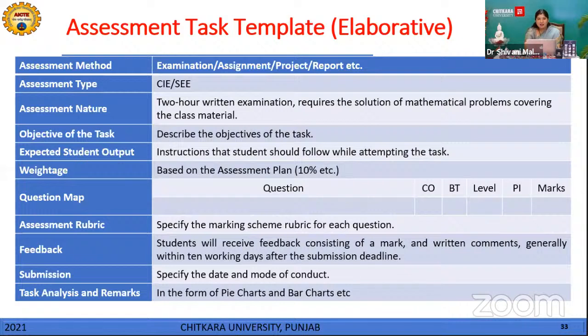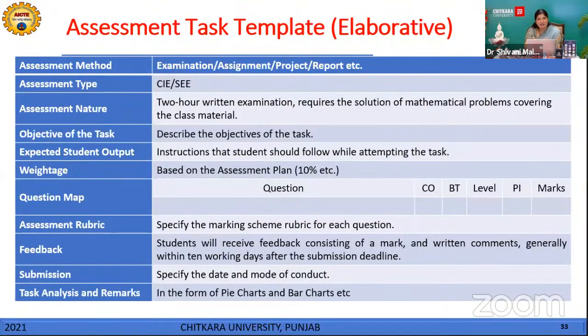No. Then the important part of it, and please take due care of it, that is the question map. You design a question, you write a question, and you map it to the course outcome. That question is testing which particular course outcome. Then the Bloom's taxonomy level: this question is aligned to which particular level of Bloom's taxonomy.